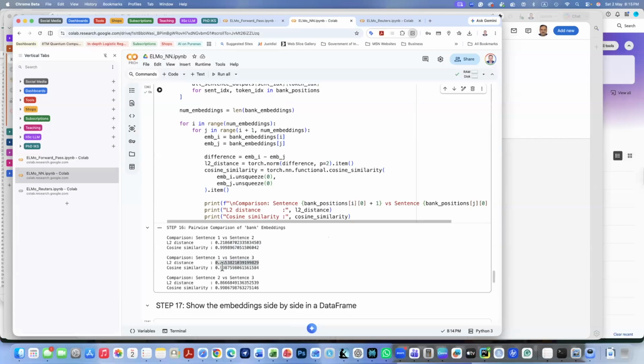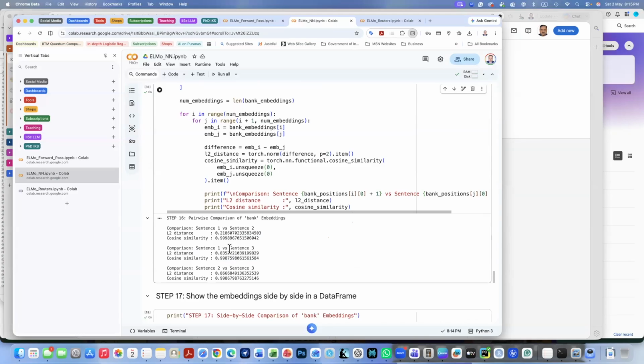Yes. And also the cosine similarity has come down, 0.998. So this is a little bit dissimilar as compared to these two banks. Yes or no? Yes, sir. Slightly less, yes. Because this is a very small corpus, that's why you're seeing that these are not falling very far apart.